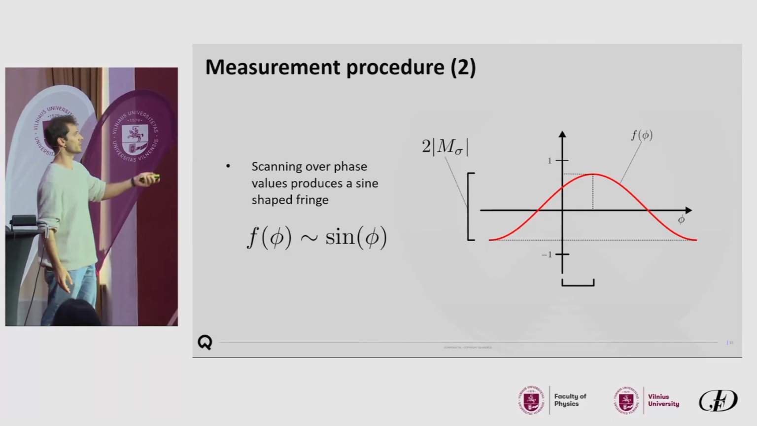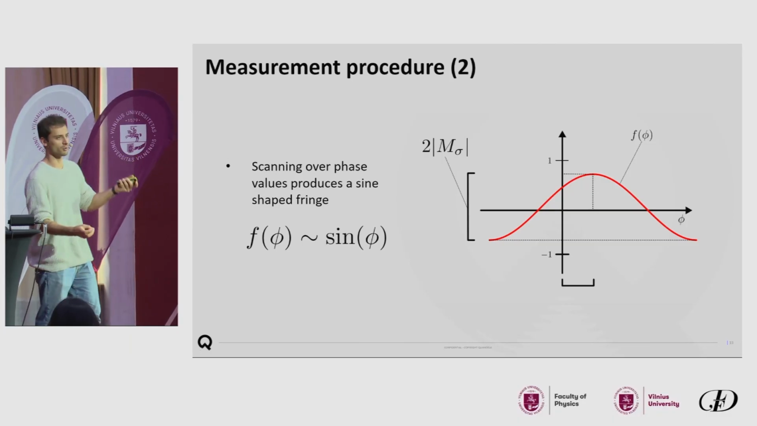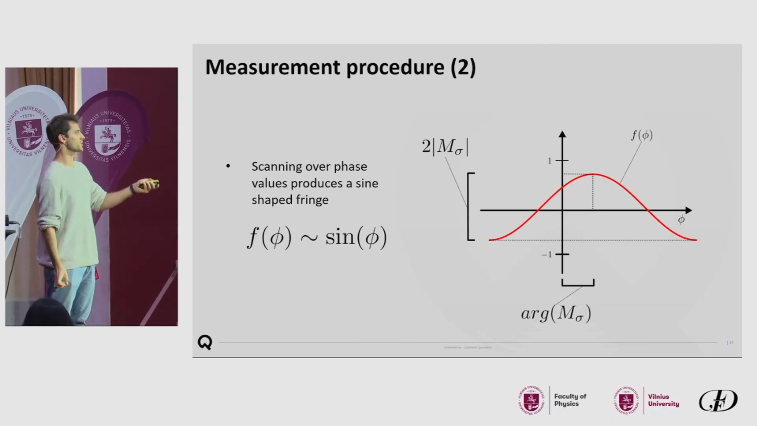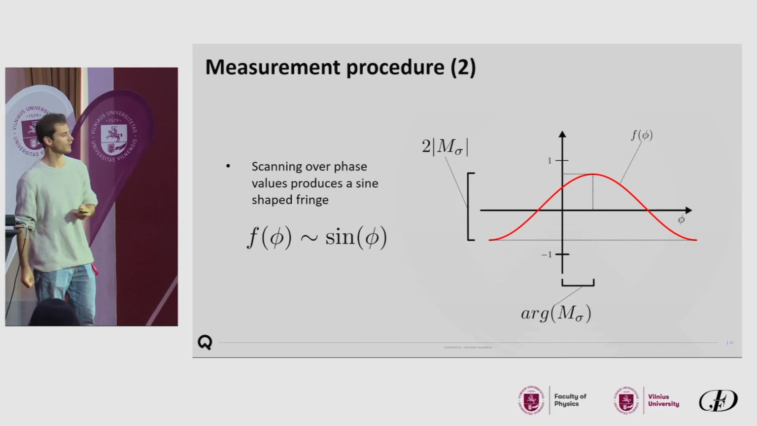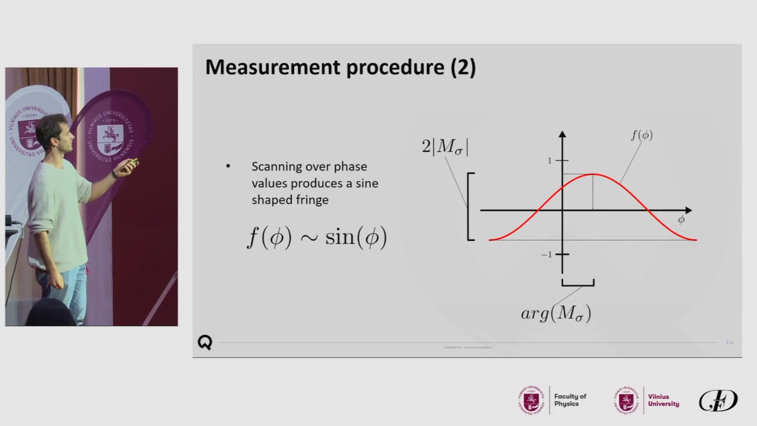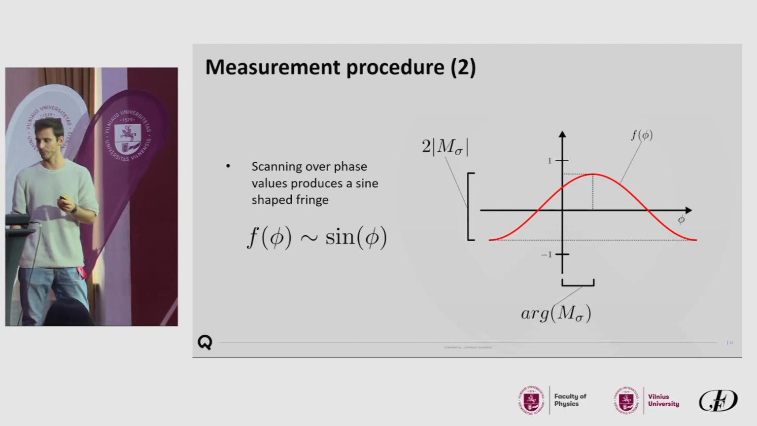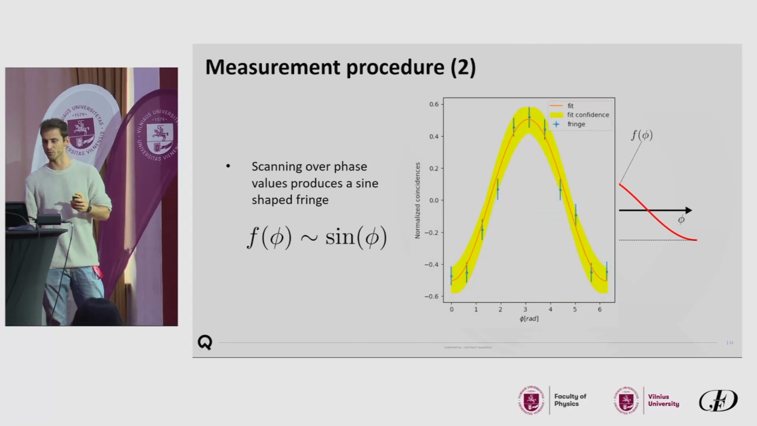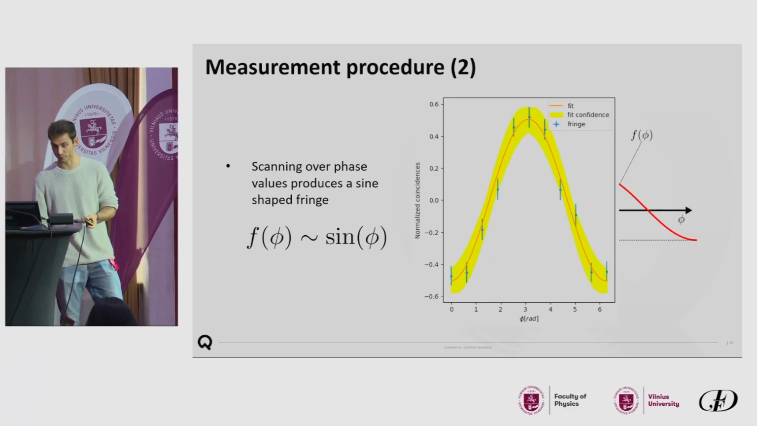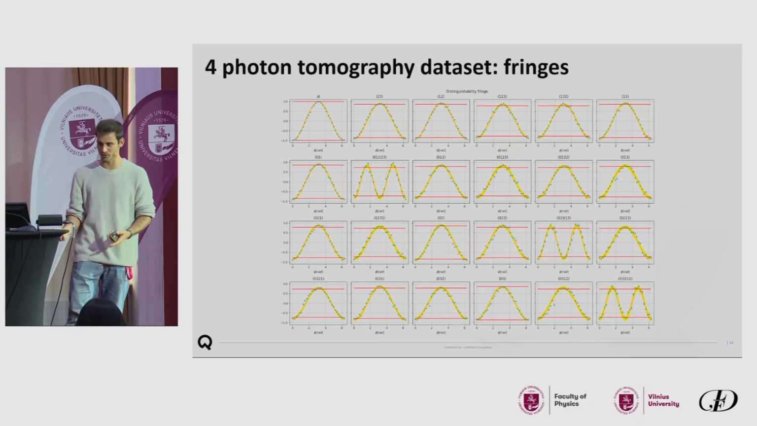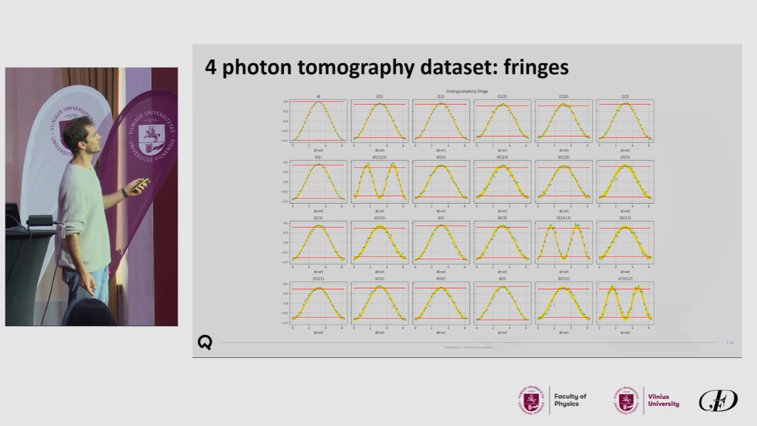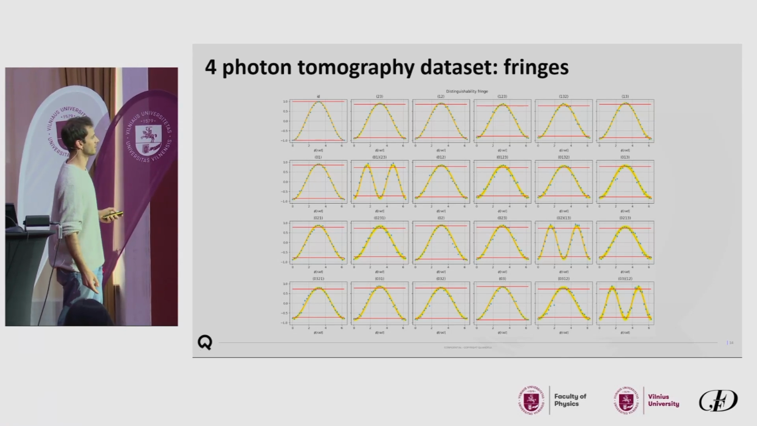The amplitude of the oscillation will give the information on the modulus of this number, and its position relative to the zero phase configuration gives information about its phase. Because again, recall this could technically be a complex quantity. We then get something that looks more or less like this. For 4 photons, there are 24 permutations, and these are the 24 fringes that we measured with the machine.